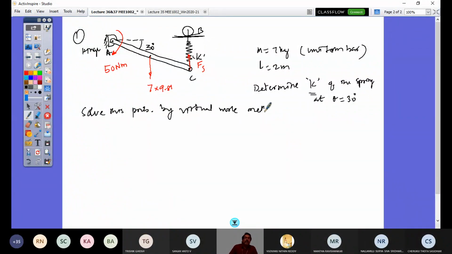So how do you do that? What does the principle of virtual work state? It is that the sum of all the work is equal to 0. The total work done in the system is 0 because of virtual displacements. So how do you give the virtual displacement? Consistent with the constraint and the direction of the forces acting.